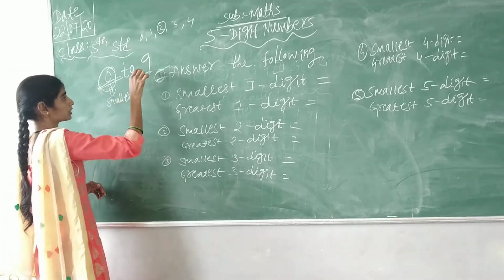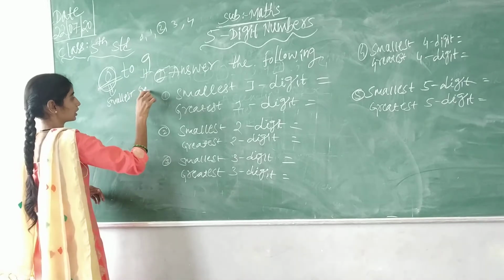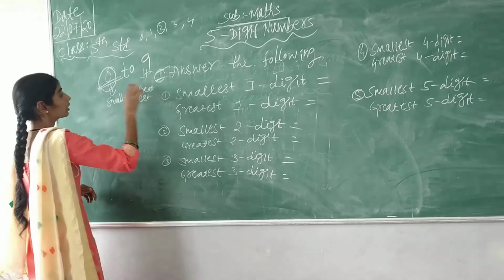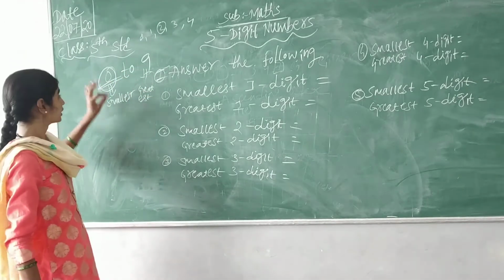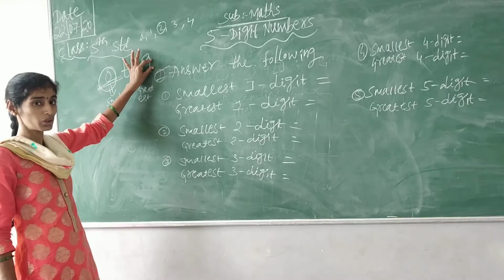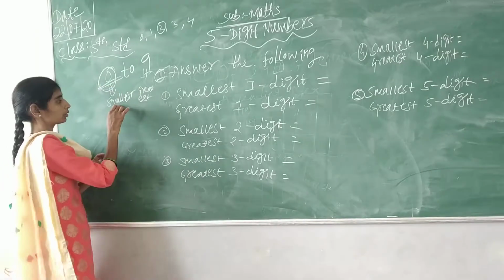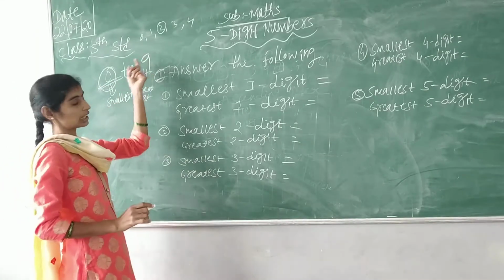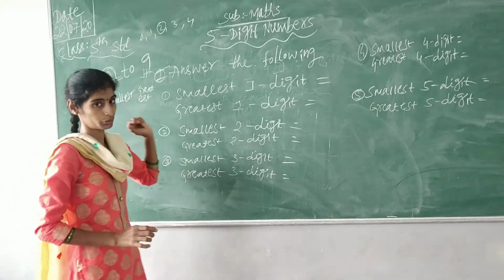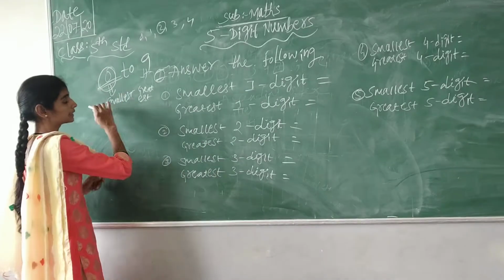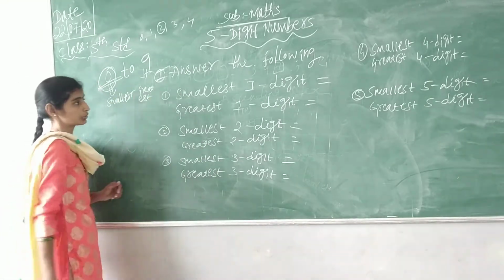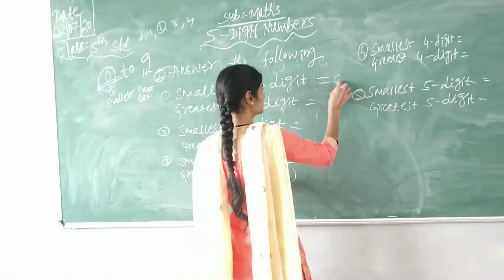First will be the smallest and last will be the greatest. I hope all you can see. I hope all you can understand. 0 is smaller than 9, yes or no? And 9 is greater than 0. That is why the starting number will be the smallest and the last ending number will be the greatest of the number. So now easily you can tell which is the smallest 1 digit number. Yes, you can take it as 0.